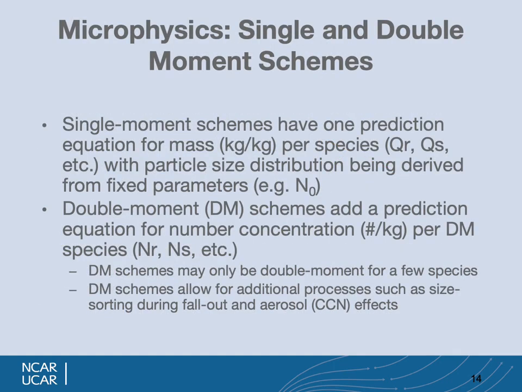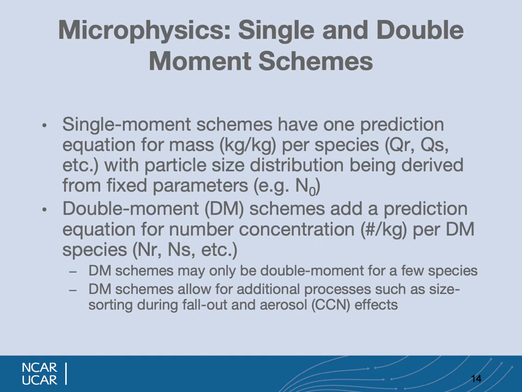So I mentioned single and double moment schemes, and this slide describes what that means. Single moment schemes have one prediction equation per species, basically the kilograms per kilogram mixing ratio, how much of that species there is per kilogram of dry air. So they're represented in the model by QR, QS, etc. And the particle size distribution is derived from fixed parameters, for example, this intercept parameter that I mentioned previously.